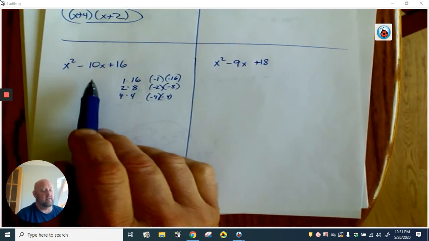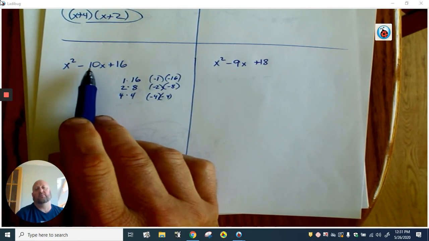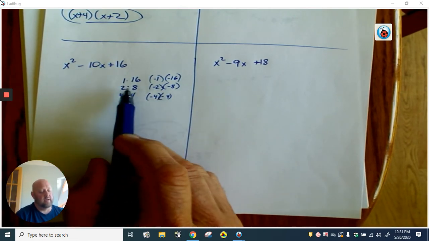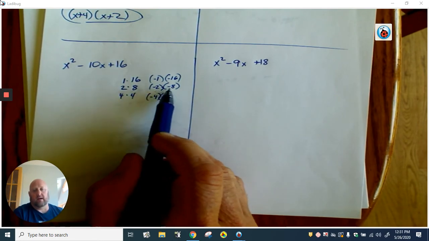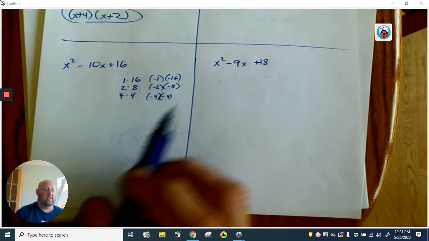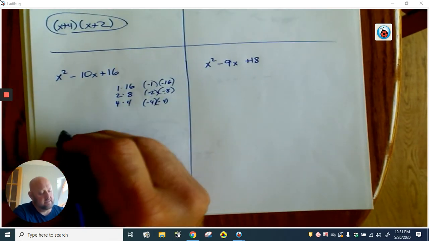Well, which of those are also going to add up to a negative 10? Well, 2 and 8 add up to 10, but they need to add up to negative 10. So I'm going to need that negative 2 and negative 8. So here's basically the way I like to think of this.